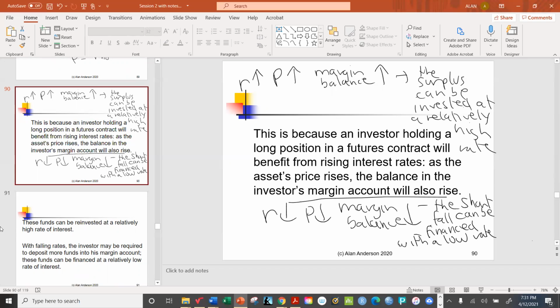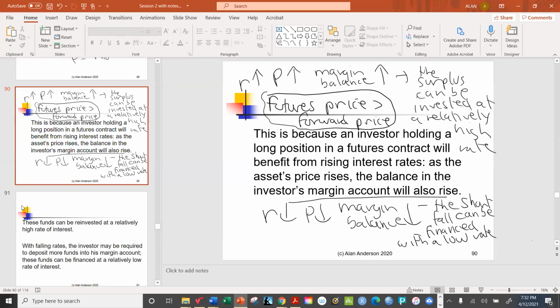So in a case like this, the futures price will exceed the forward price, because now you're better off having a futures contract than a forward contract. With the forward contract, you're not going to benefit from this effect, but with the futures contract you are. So that pushes up the price of the futures contract relative to the forward contract. Now, obviously, I should have made a note here somewhere. This means that the correlation is positive.